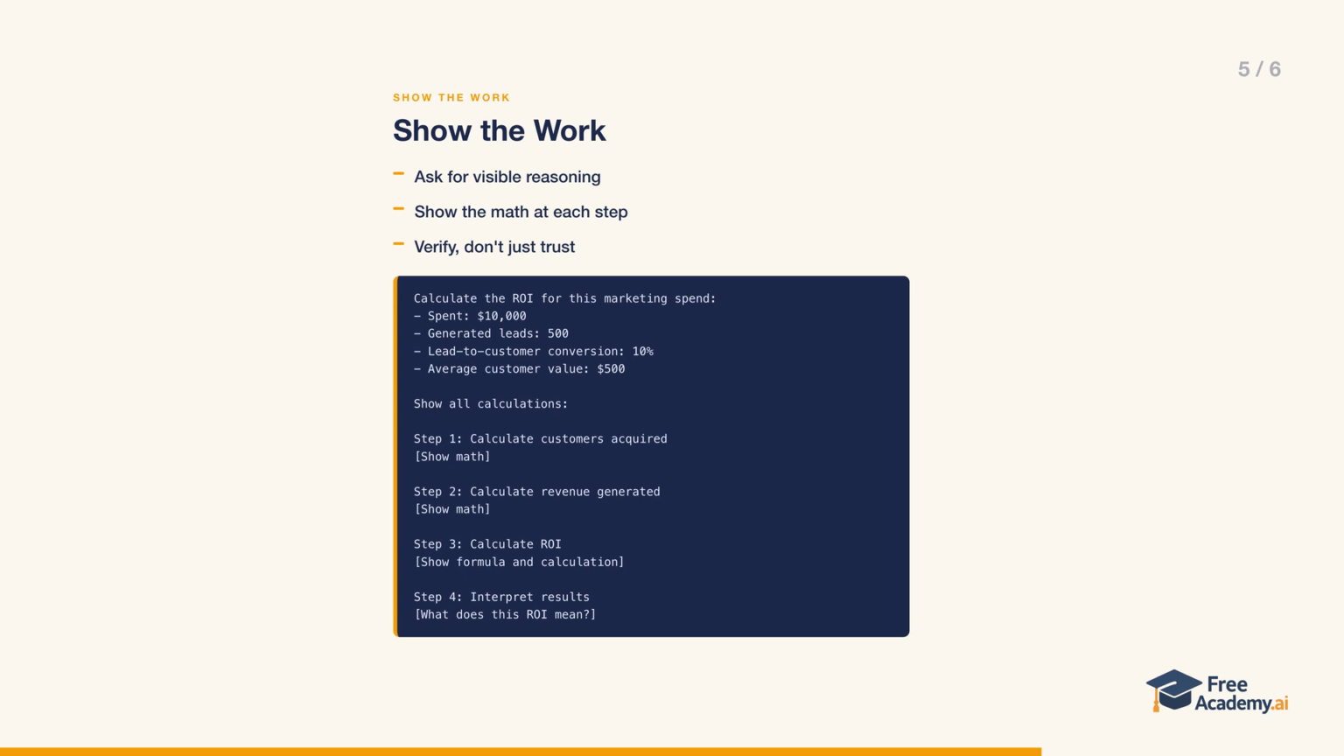Step 1. Calculate customers acquired and show the math. Step 2. Calculate revenue generated. Step 3. Calculate ROI, showing the formula and the calculation. Step 4. Interpret what the result means. By requesting visible reasoning, you can verify each number instead of trusting a single figure. This is especially valuable for anything involving math or logic where a hidden mistake is easy to miss.